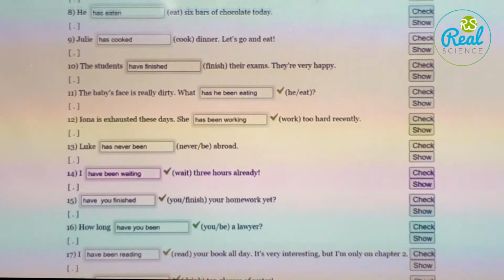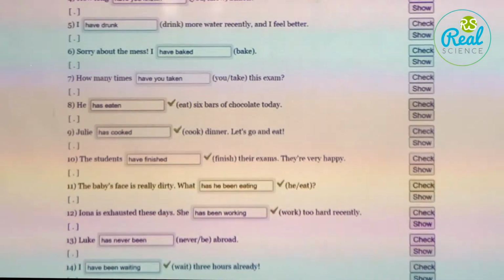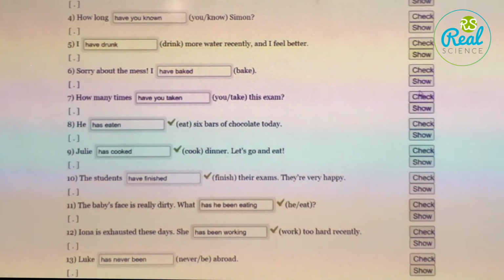Okay, now very good. So 10th, the students have finished. Okay, let's check this one. It is correct. So 9th, correct. I think, yeah, okay. 8th, we will see. 8 also. Okay, good. 7th, correct one. Correct.